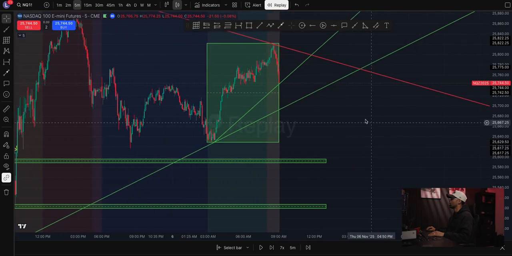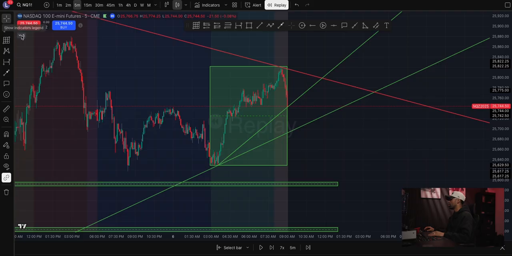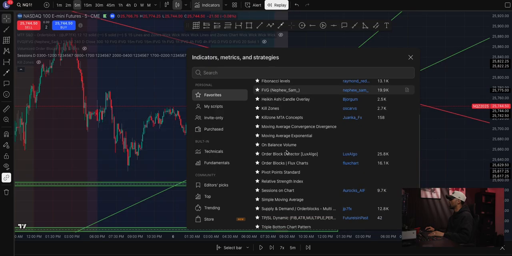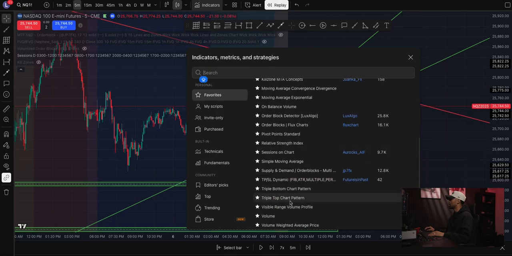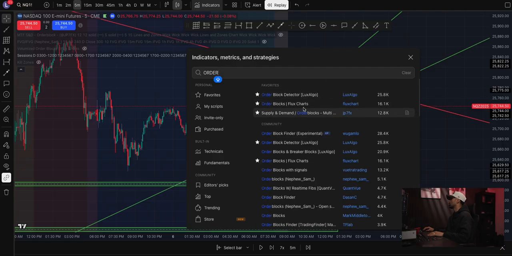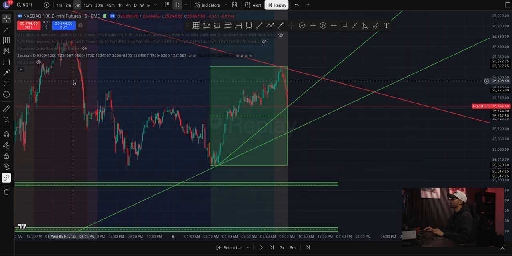Okay, so what we're going to do is, I already have these indicators on my chart, but I will go ahead and show you where to get them from. So go to indicators, and what you want to do is turn on what looks like FVG by Nephew Sam. Okay, you want to scroll on down. You want to find where it says order blocks right here by Flux Charts. So we type in order blocks. I already have it favorited. Order blocks by Flux Charts. That's another one. And those are the only two that we would need for this precise entry.